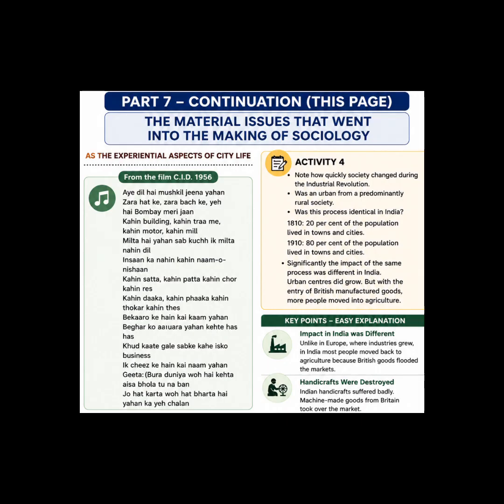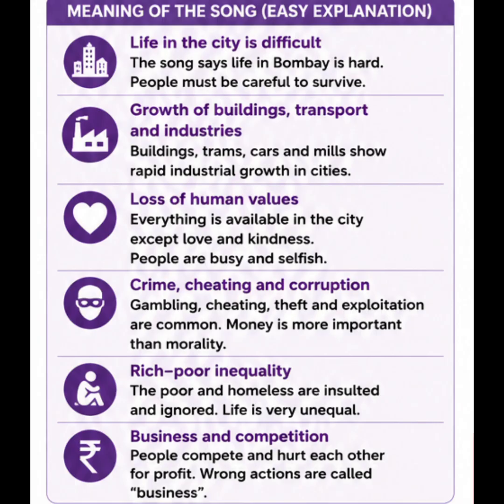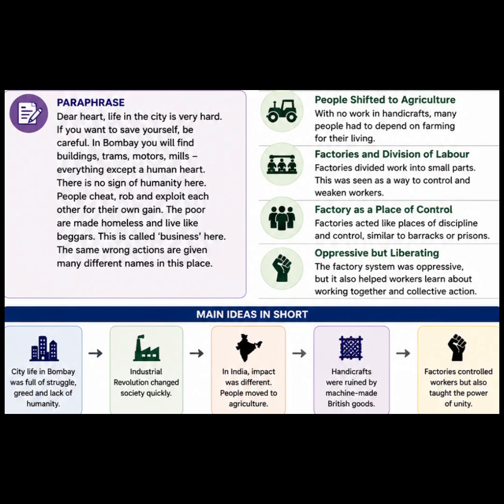Here, the textbook discusses the famous song Ye Hai Bombay Meri Jaan from the 1956 film CID. Although this song was released many decades ago, its message is still relevant today. The song described how Bombay was growing into a large and modern city, but at the same time it points out social problems such as theft, greed and dishonesty. Through humor and simple language, the song reminds us that real development is not only about buildings and wealth, but also about maintaining human values and moral responsibility. For a clearer understanding of this message, you can read the points given below on the screen.